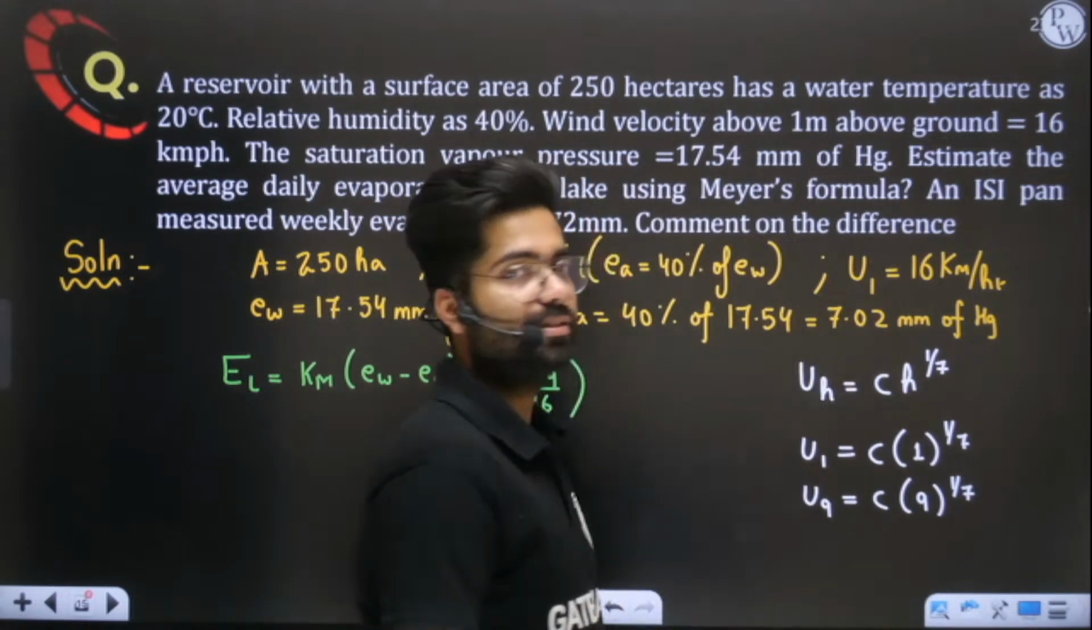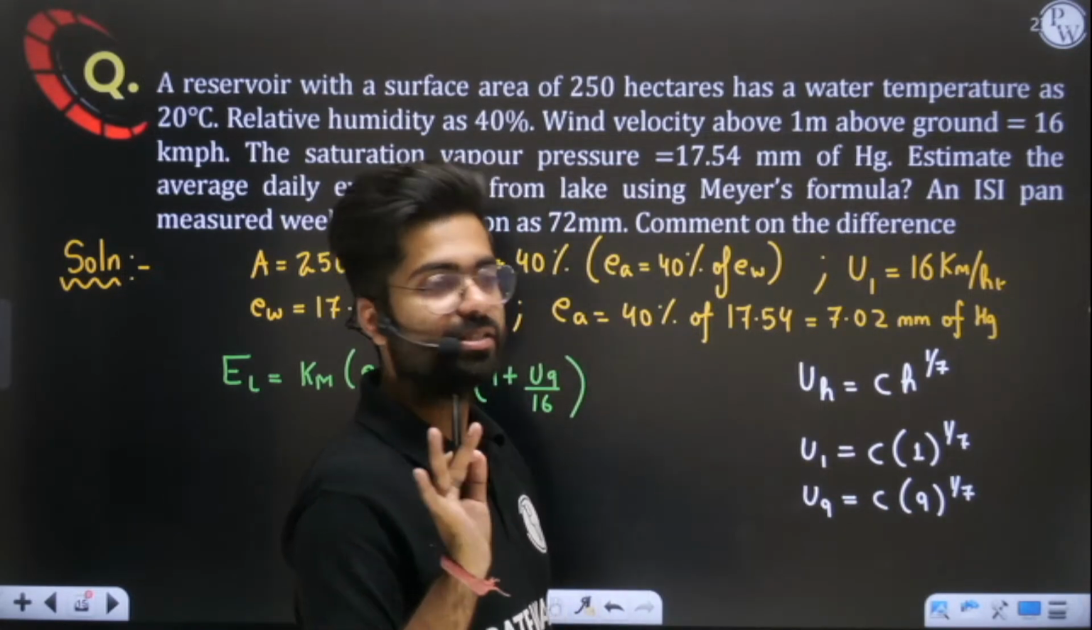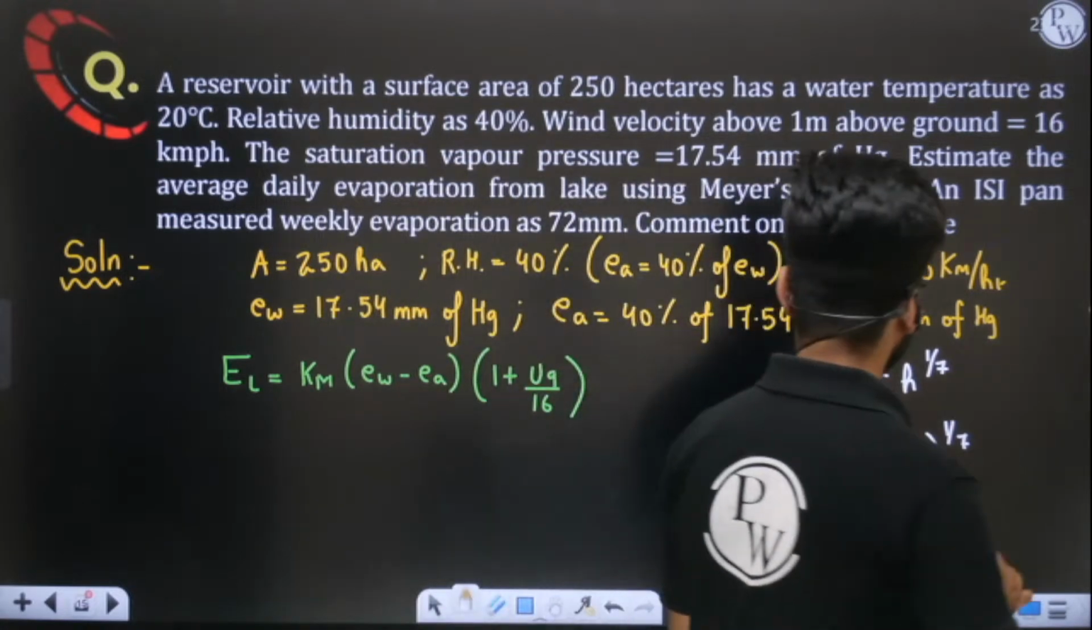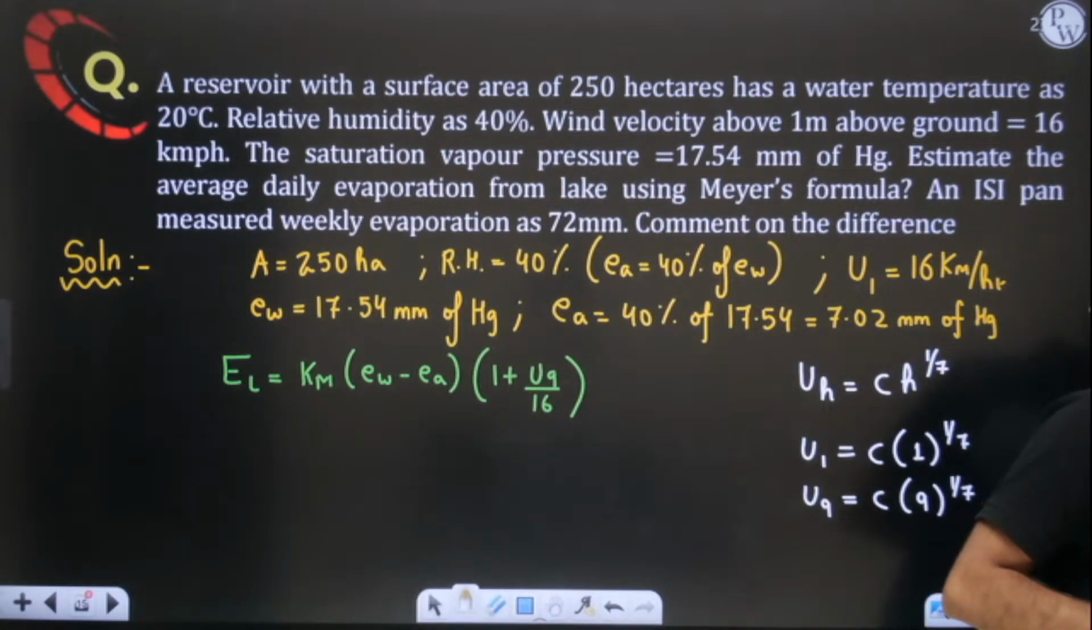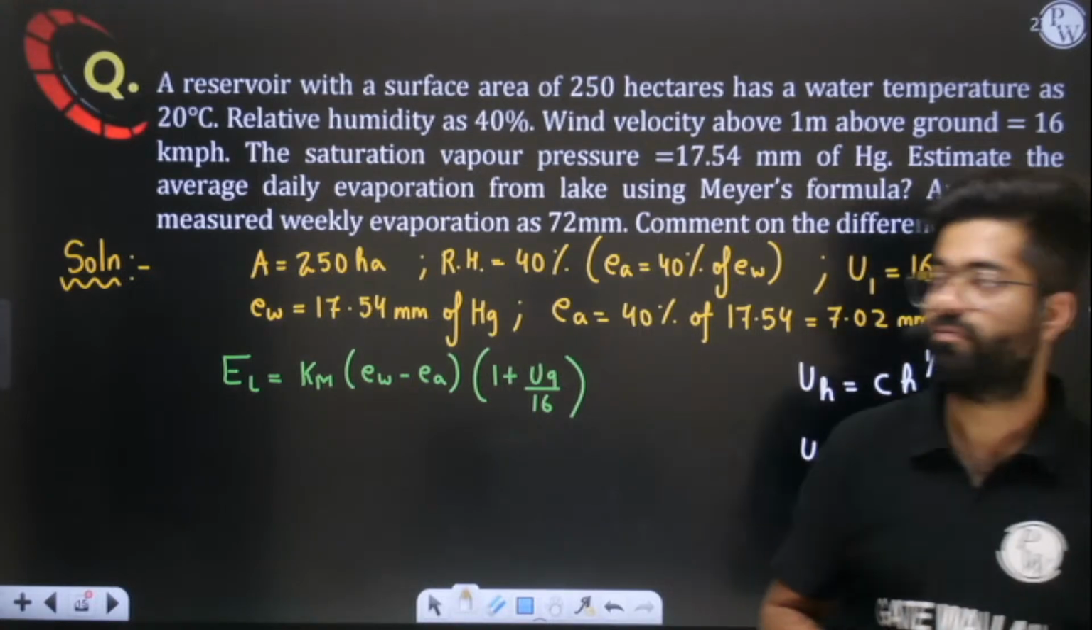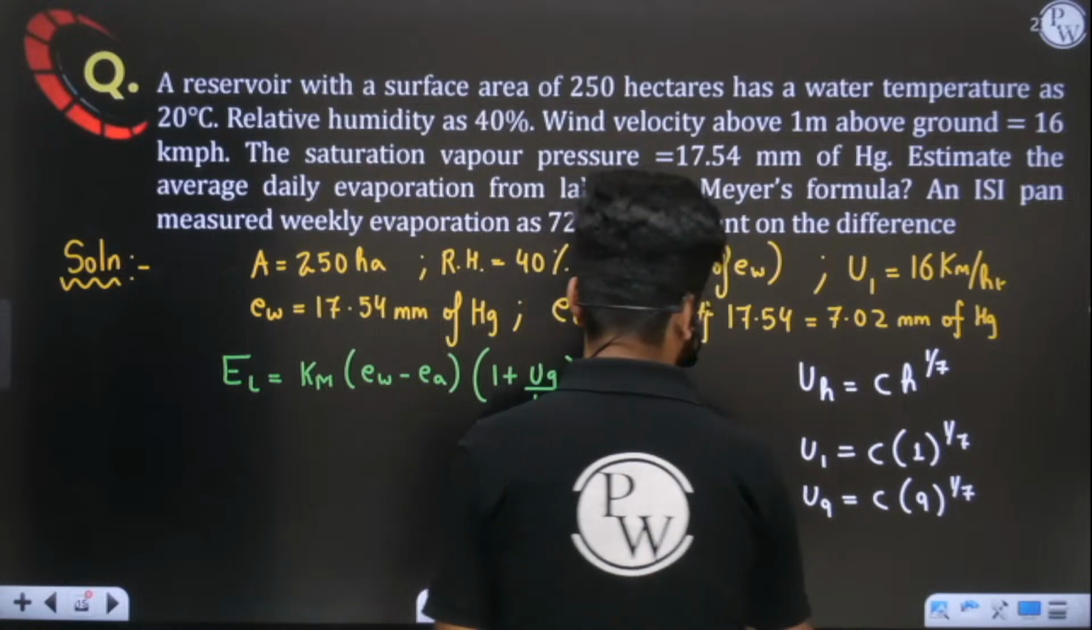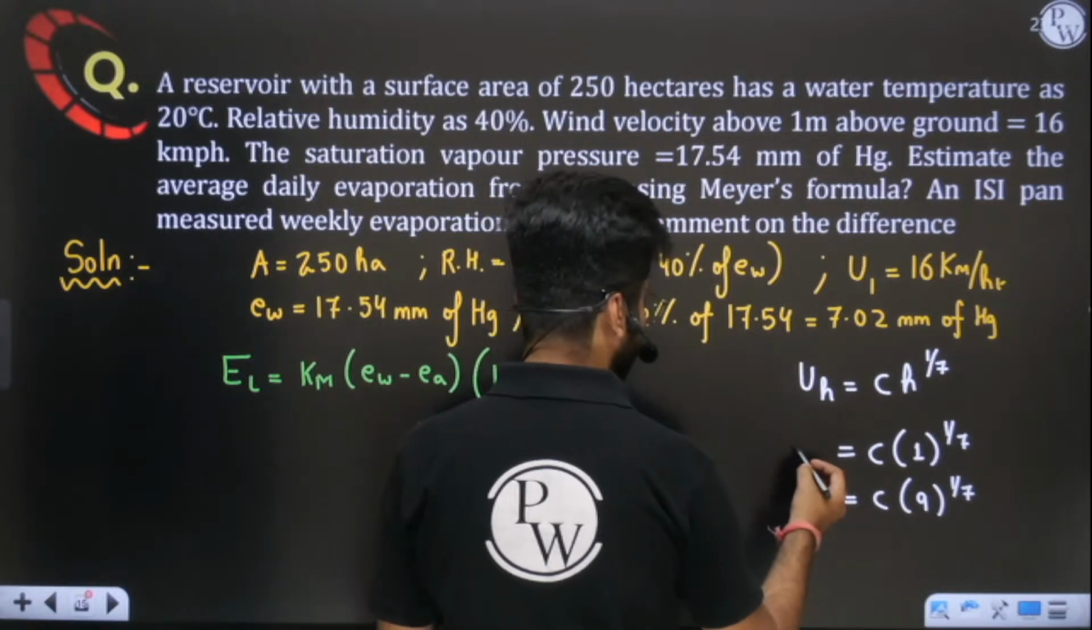U1 is 16. Yes or no? U1 is 16. Okay. Yes, perfect. U1 is given to us as 16. Great. So U1 is 16. I will write 16 here.